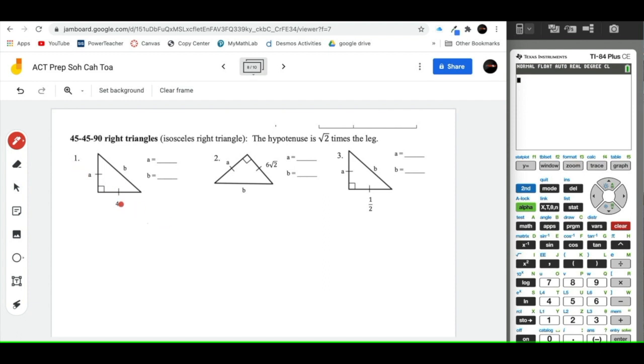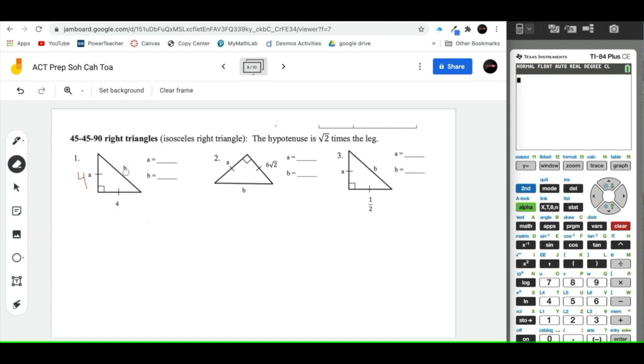Obviously, these two legs have to be the same thing, so if this side is 4, this side is 4, but when you know the leg of a 45-45-90, the hypotenuse will always be whatever the leg is times square root of 2. So this side right here is automatically 4 square roots of 2.